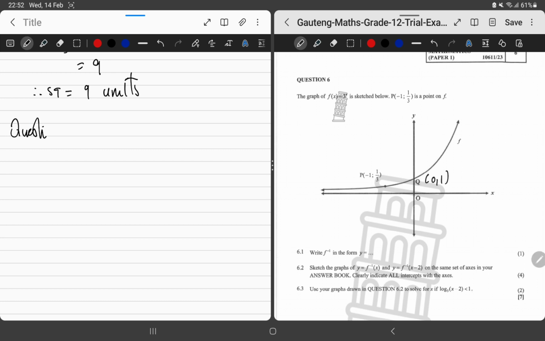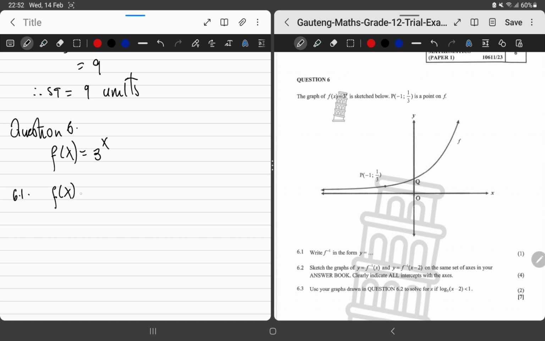Question 6. The graph of f of x is given by, this is 3 to the exponent of x, is sketched below. P, that point right there, is a point on f. 6.1. Write down the inverse of f in the form y is equal to.